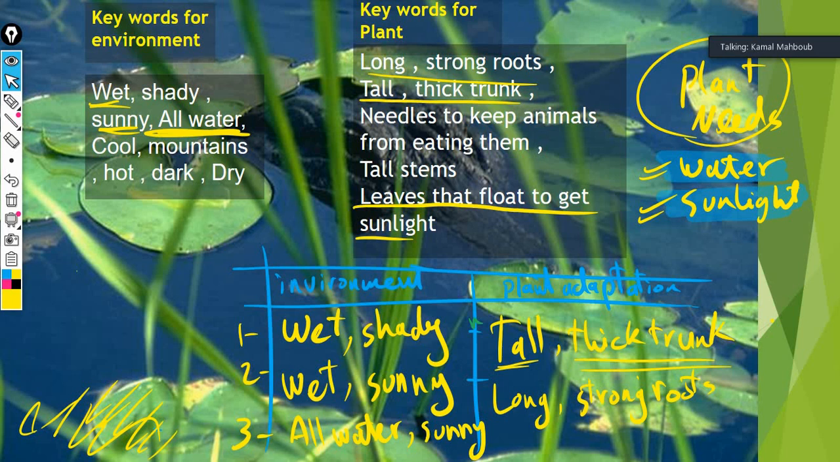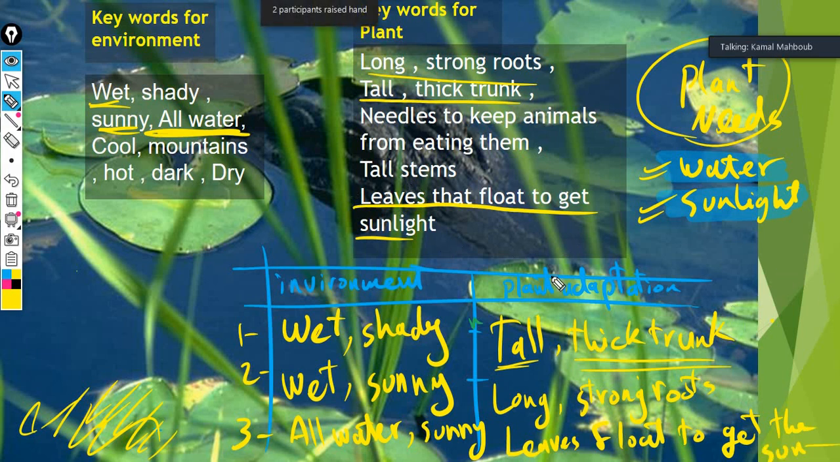As you see here, this place has a lot of water, all water, and maybe this place is sunny. Now, how can the plant get the sunlight when it is all water? The leaves float, okay, float to get the sunlight. By this way, the plant can get the sunlight by letting the leaves float, as you see.